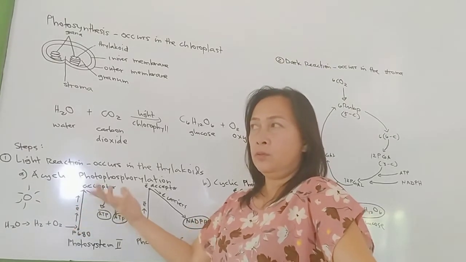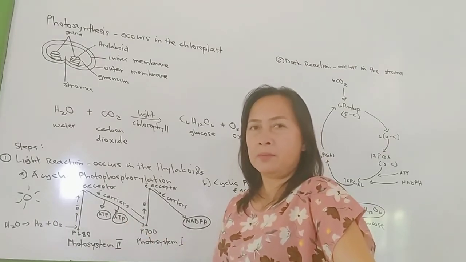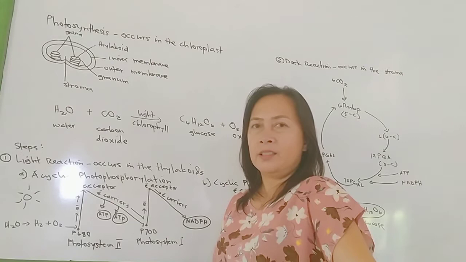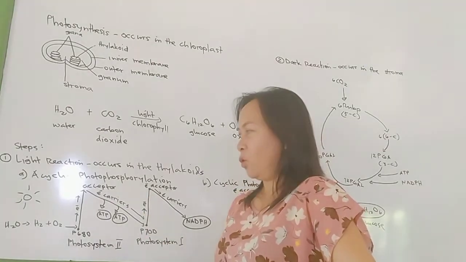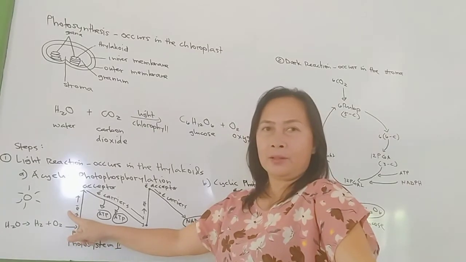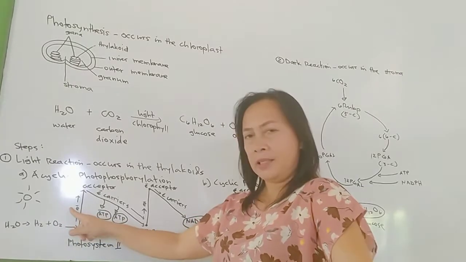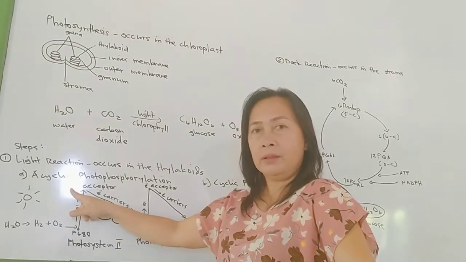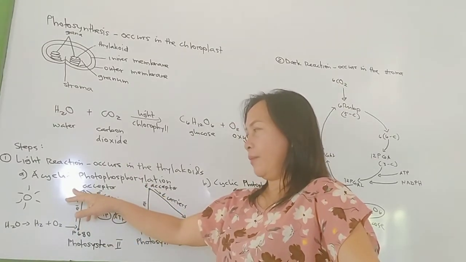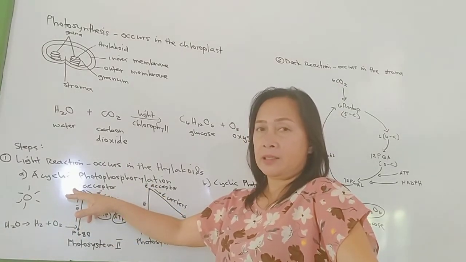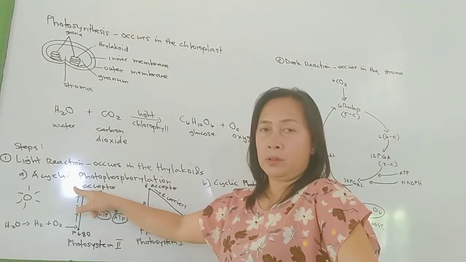Like you, when you are energized because your mom sent you allowance, you will be jumping because of joy. So the same is true with the electrons. When the electrons are energized by the light, they get excited, then they jump from the ground level to a higher level, and they are accepted by other molecules. We call this an electron acceptor.